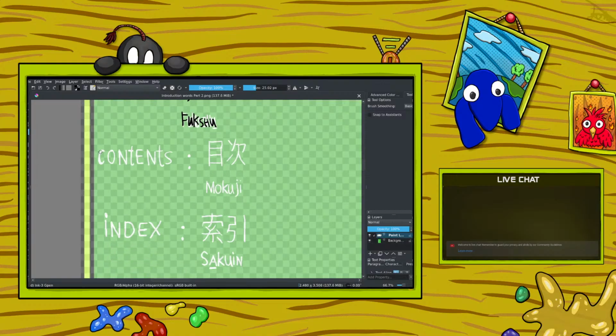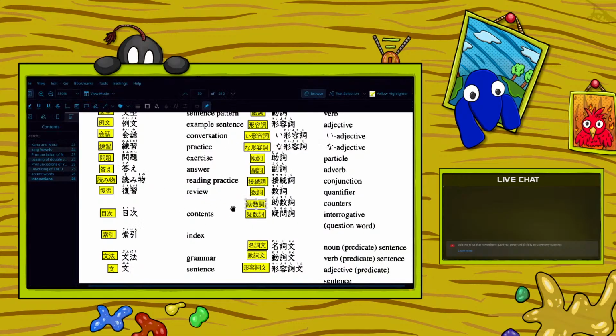Fukushu. Then we have contents, which is mokuji. Alright, time to double check that. Contents. So that is in this one. Contents. Mokuji.